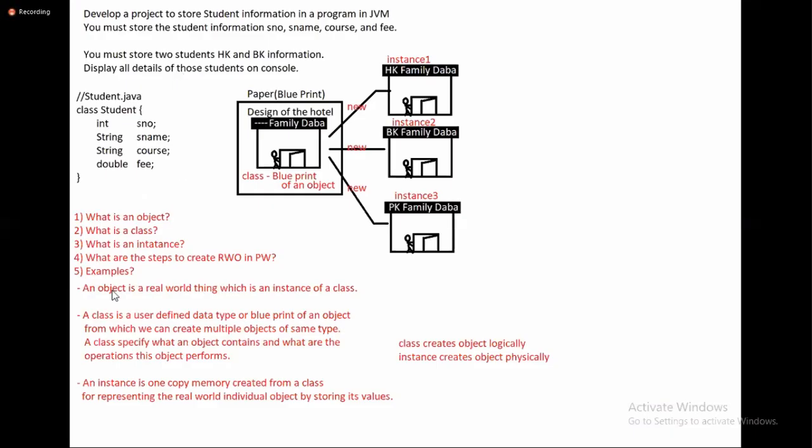So what is an object? An object is a real world thing. Hotel is a real world thing, which is an instance of a class. To create HK family dhaba, we have to create one instance, one copy of memory.